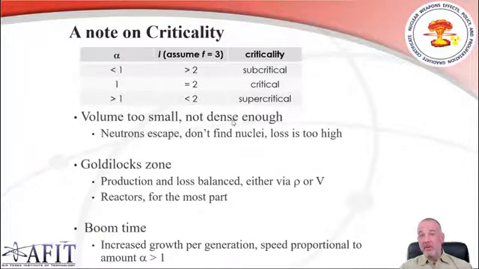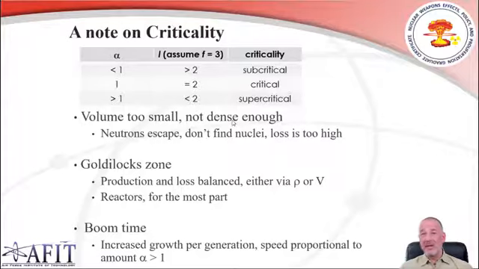Starting with subcritical, this means you're producing less than one neutron per fission event. If you're producing less than one, your fission chain reaction is just going to peter out, or it's never going to start in the first place because you just don't have enough neutrons. So you're never climbing that exponential hill.